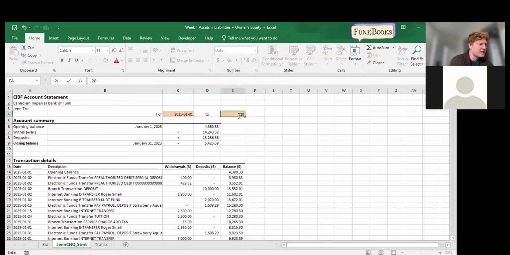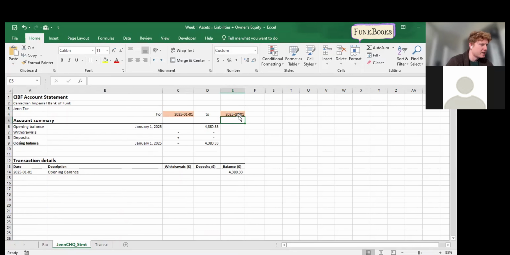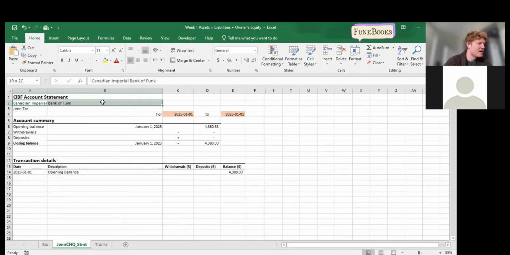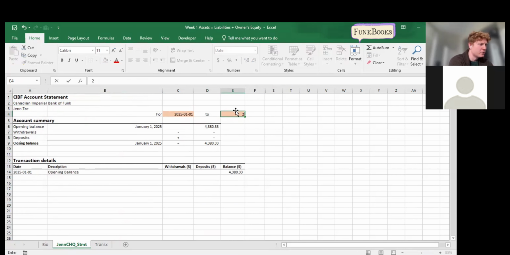Okay, so this is a dynamic statement I've set up where we can change the dates and it will populate the information we want. This is almost exactly the same as what a bank statement looks like. This bank is CIBF, which is Canadian Imperial Bank of Funk, and our client is Jenn Tze. So we're going to toggle for the dates of January.